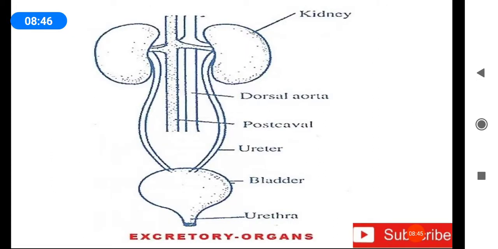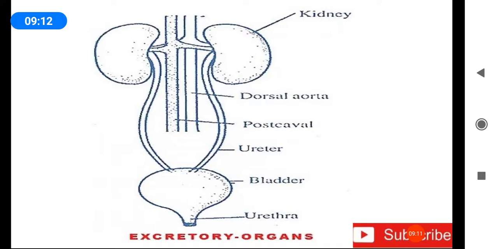Kidney is made of nephrons. Nephrons are the functional units in the kidneys. So these nephrons separate the nitrogenous waste from the blood and excrete it in the form of urea. So kidneys are dark red bean-shaped organs. These kidneys are situated in the abdominal cavity.